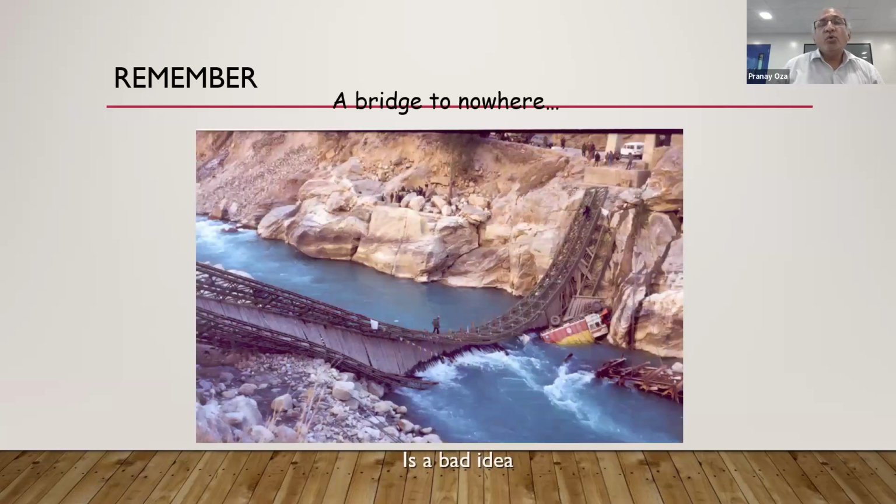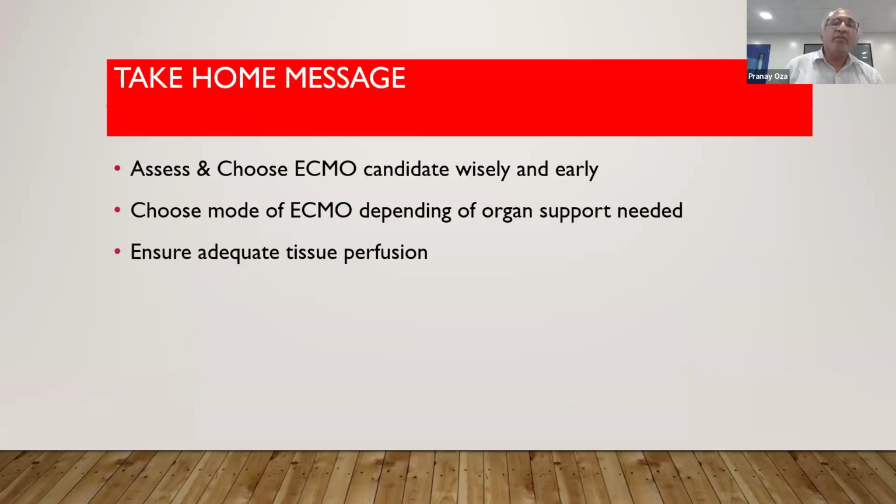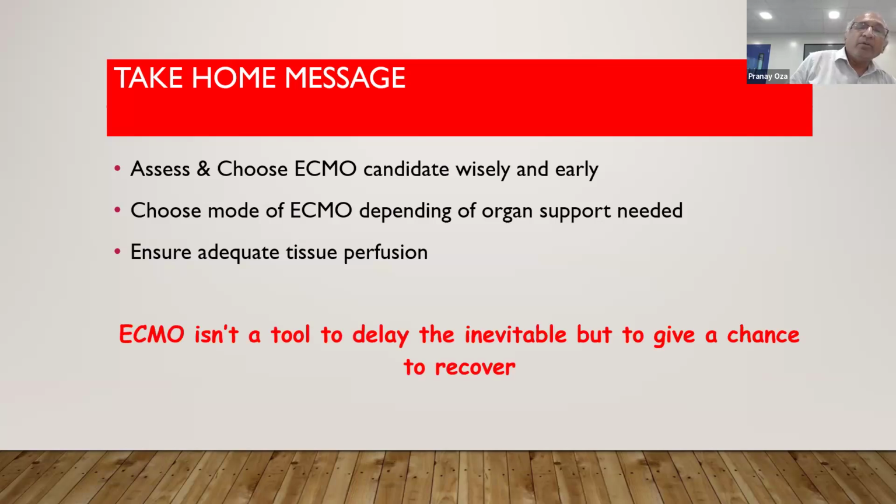As I told you, remember, a bridge to nowhere is not a good idea; putting the patient on ECMO then won't be any success. So if the patient has, say, chronic lung disease or DCM, and you know that the patient is not a candidate for a transplant or assist device, then probably it is not a great idea to put this patient on ECMO. So assess and choose the ECMO candidate wisely and early, choose the mode of ECMO depending on the organ support needed, and ensure adequate tissue perfusion. Repeatedly, I'm telling you, it is not to delay the inevitable, but to give a chance to recover.